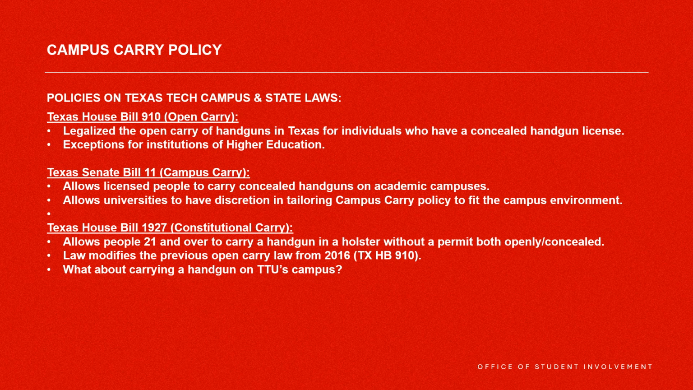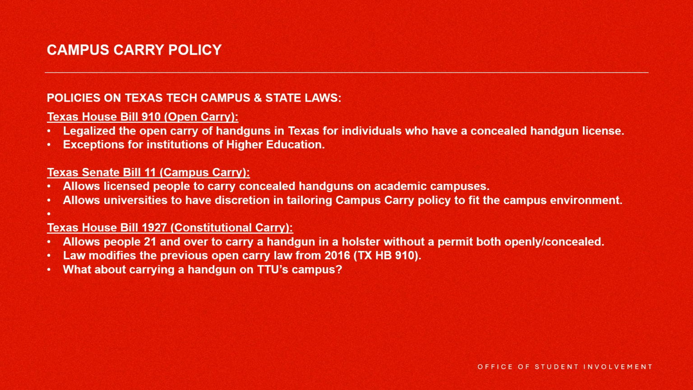Campus carry policy. The state of Texas does allow people to carry handguns on their person. Likewise, Texas Tech University also has a campus carry policy. Texas House Bill 910 passed in 2016, legalizing the open carry of handguns in Texas for individuals who have a concealed handgun license. However, this law allowed institutions of higher education, such as Texas Tech University, to create exceptions and policy that fits the individual campus environment.